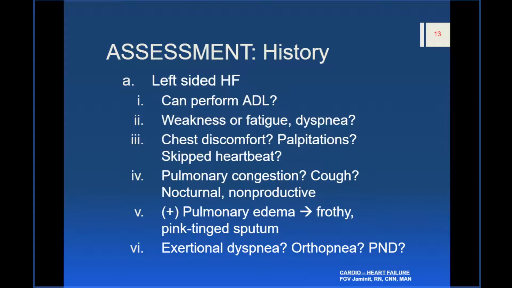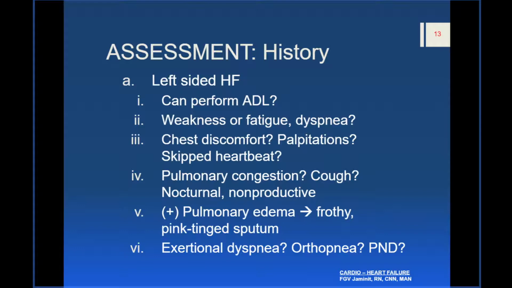Okay, so now let's go to the assessment of the history. So sabi nga natin, with the left-sided heart failure, it's more of the lung affectation. So you would want to assess presence of lung difficulty. First, you ask patients if he or she can perform activities of daily living. Wala bang fatigue, walang hingal habang ginagawa yung, for example, sweeping the floor, walking, going to the market, to the church? Are there any weaknesses or fatigue?